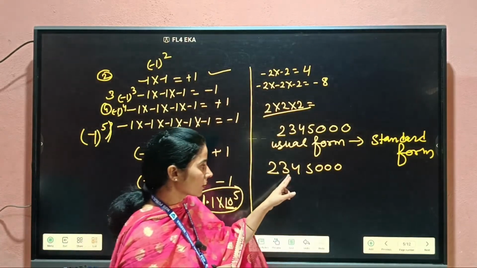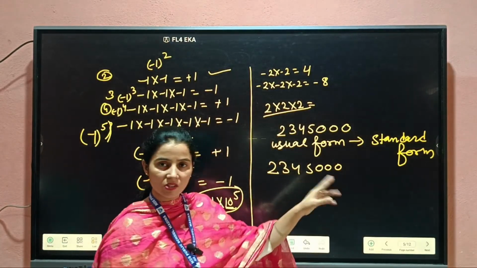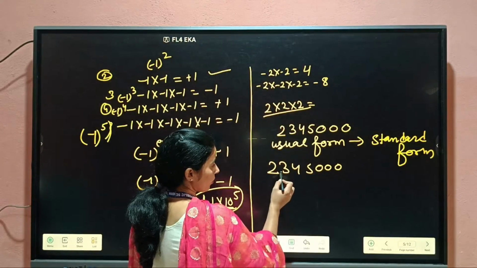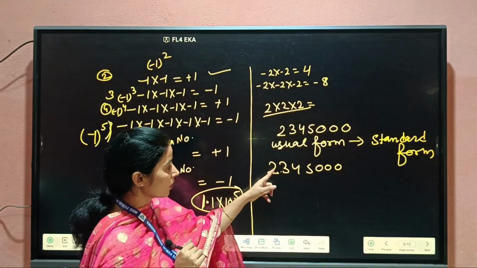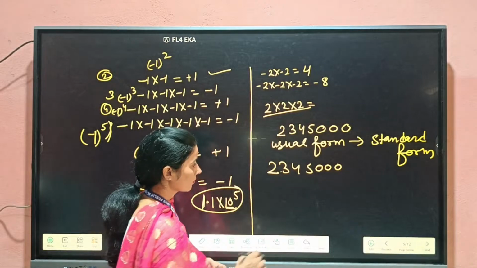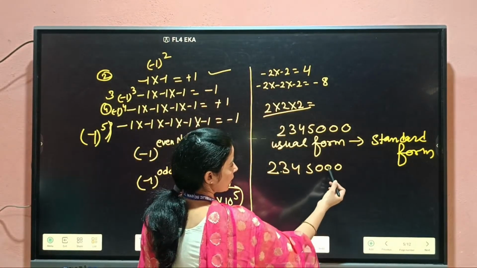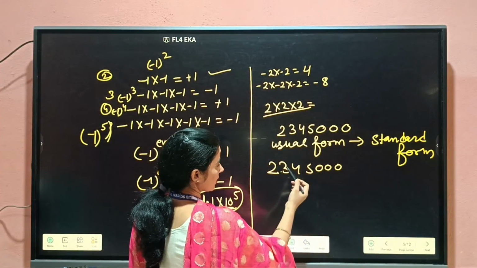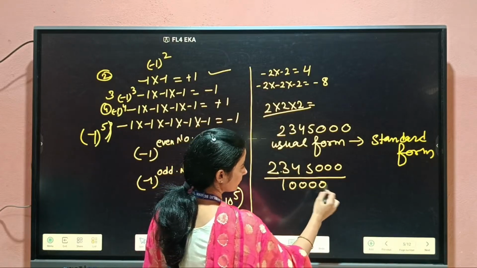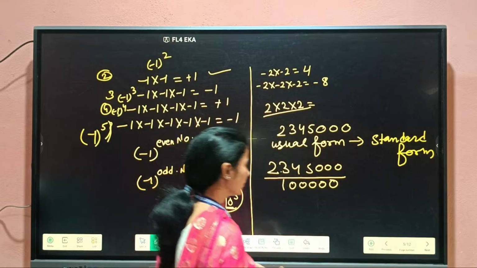How can I convert this usual form into standard form? Let us say how I can convert. There I want to insert a decimal. After 2 I want to insert a decimal. Then with how many zeros? Means 1, 2, 3, 4, 5, 6. I have to divide it by 1 lakh.